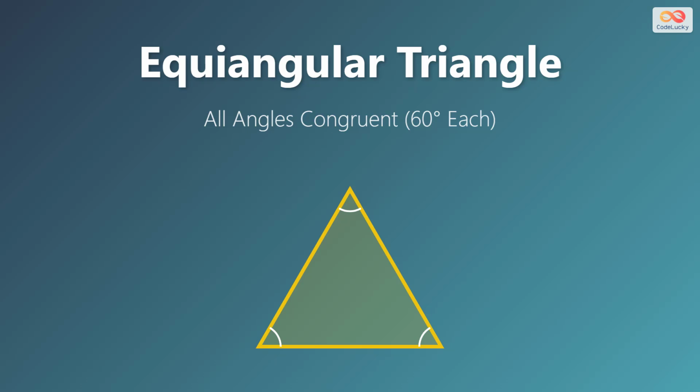Welcome to our geometry lesson. Today, we are going to explore the equiangular triangle. You will learn what it is, why it is special, and how its angles are always exactly 60 degrees.